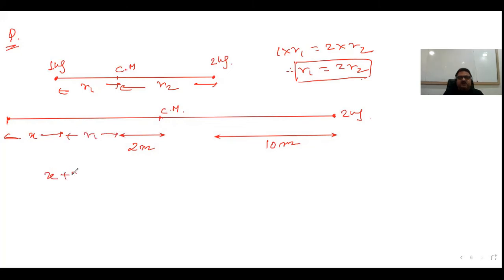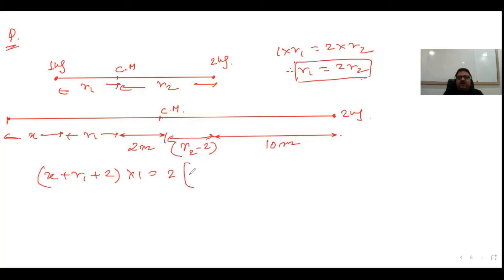So x plus R1 plus 2 into 1 kg. And what is the distance from this point to this point? We can calculate it easily. What is this intermediate distance? That is R2 is total and this is 2. That is R2 minus 2.